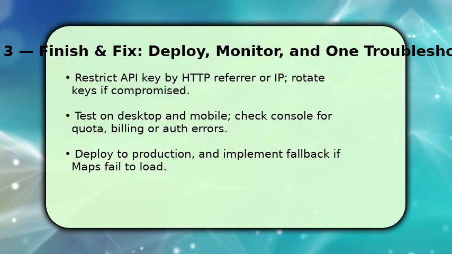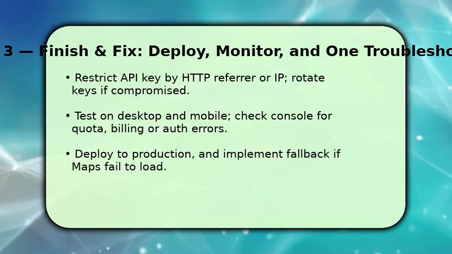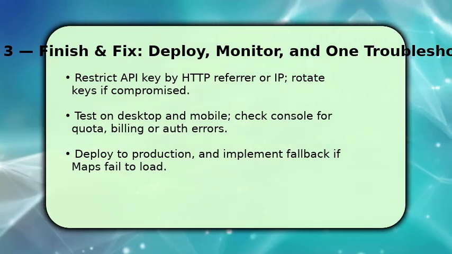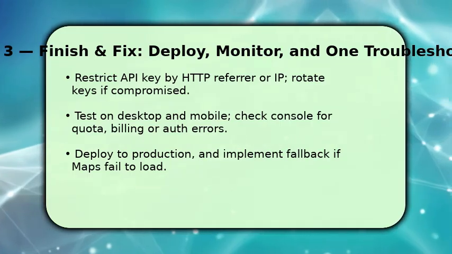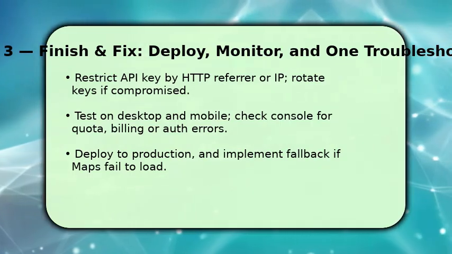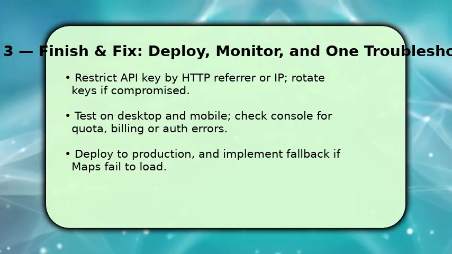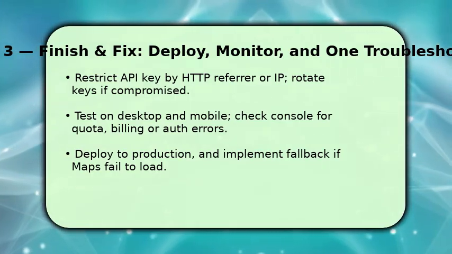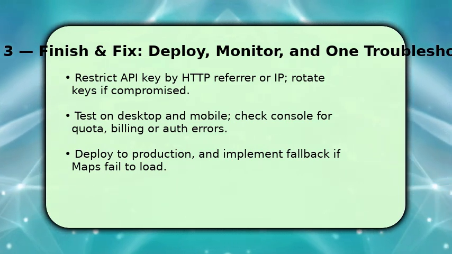Once restricted, deploy your site and test on desktop and mobile. Open the Developer Console to catch quota, billing, or authentication errors. Make sure maps render, markers display, and info windows open. If things go wrong, try regenerating the key and checking referrers. Most issues are key restriction or billing related, so validate those first.